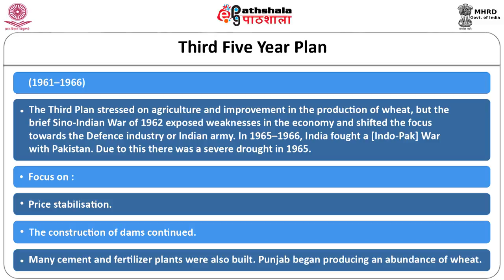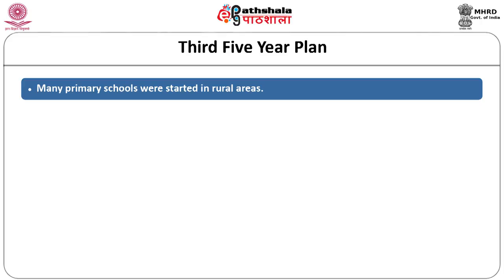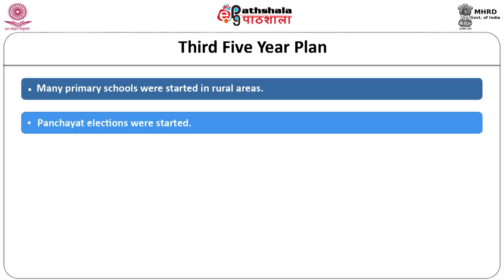Many steel plants and infrastructure industries were set up during this period. Education also found an important place, particularly primary education, in the form of opening primary schools in rural areas, which was given priority during this plan. This period also witnessed a democratic decentralization, although not fully, in that panchayats were established to ensure political participation in the development process.